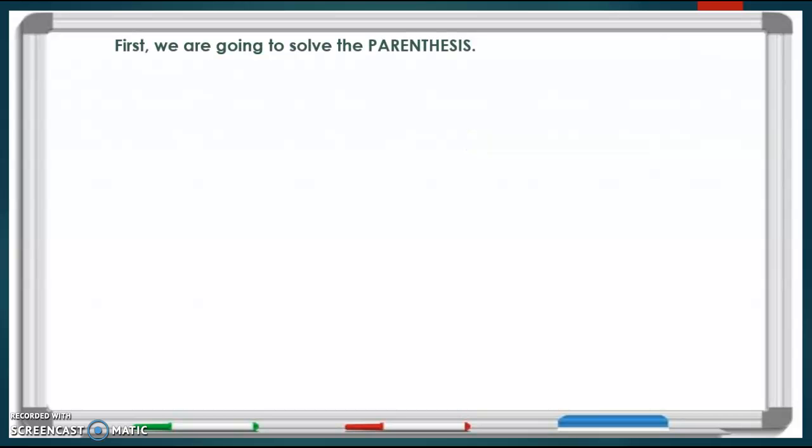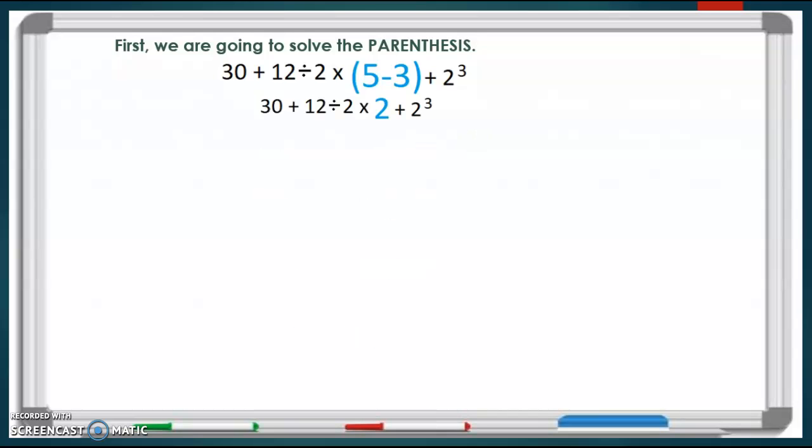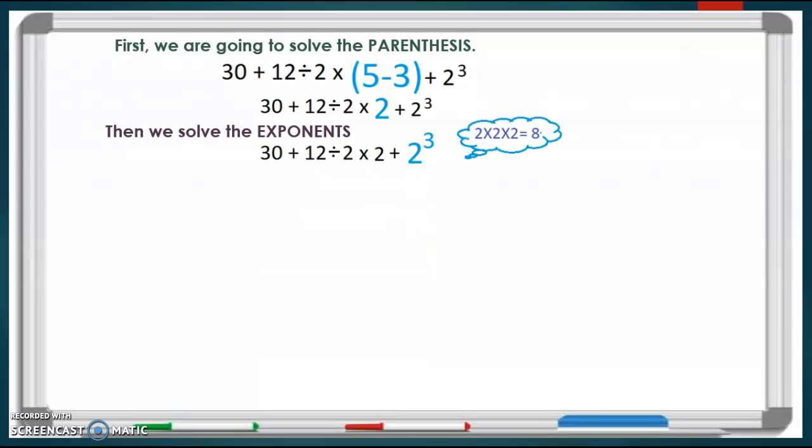First, we are going to solve the parentheses. 5 minus 3 equals 2. Then we solve the exponents. 2 cubed means 2 times 2 times 2, which equals 8.